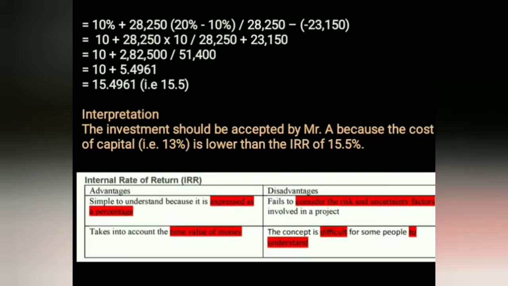And what are the advantages and disadvantages regarding the internal rate of return? The internal rate of return is simple to understand because it is expressed as a percentage. And also, since we know the NPV, it helps to find out the IRR easily. It takes into account the time value of money concept, and when we take the time value of money, we get an accurate value. We will decide to invest.